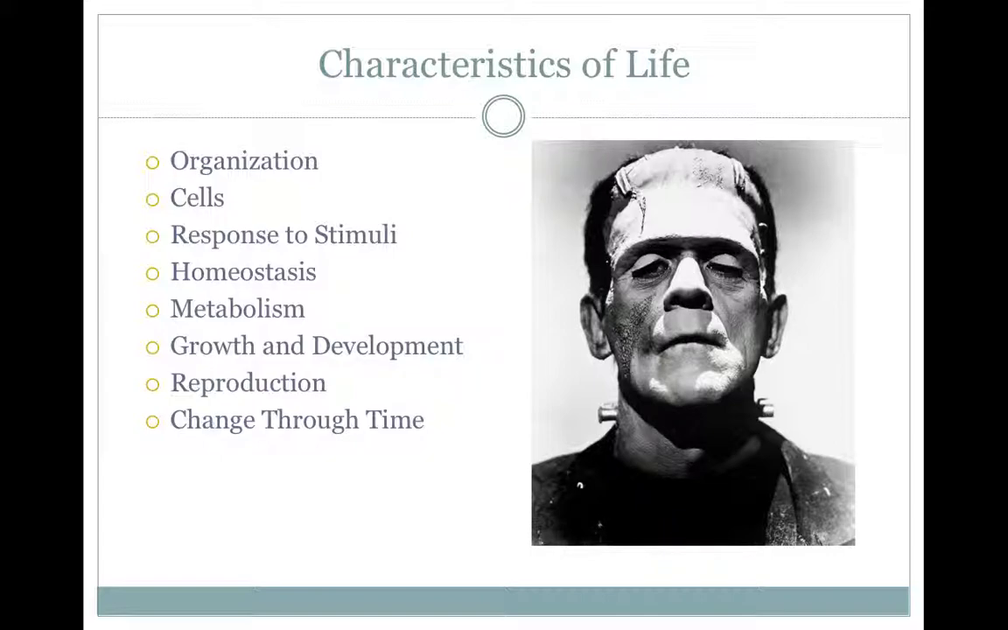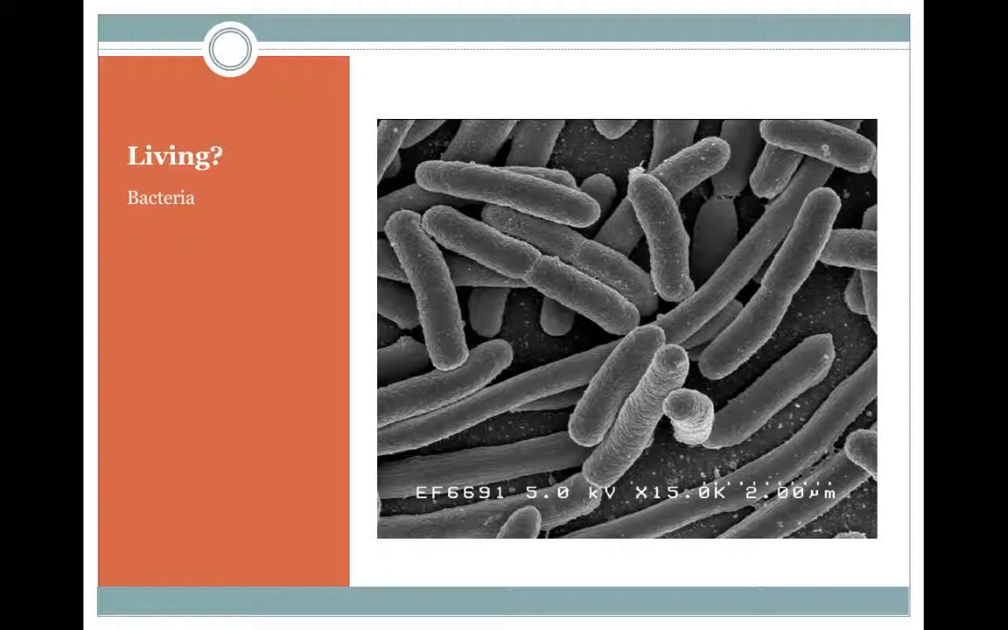We know that living things are organized. We know they are made out of cells. I mean, that's the clincher. Is it made out of cells? Yes, no? Okay. But we have to respond to stimuli so that we can maintain homeostasis, and we use metabolism as our way to help maintain homeostasis. We grow, which means we get bigger. We develop, which means we mature, and we reproduce so that we can pass on our DNA, which controls everything. And that as a population, we are going to change through time. So let's make sure you know what you're doing.